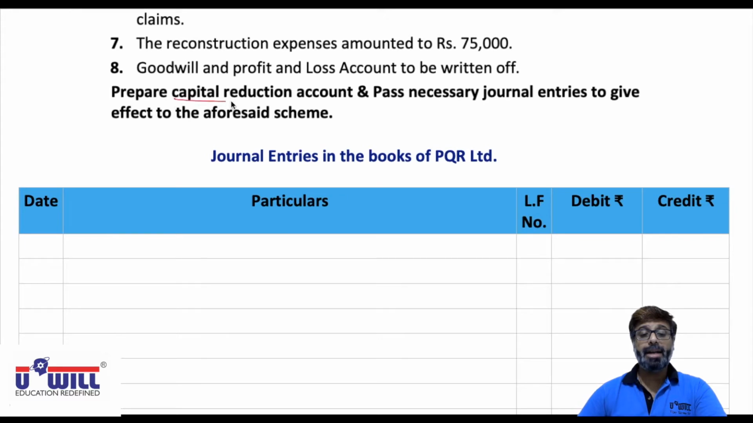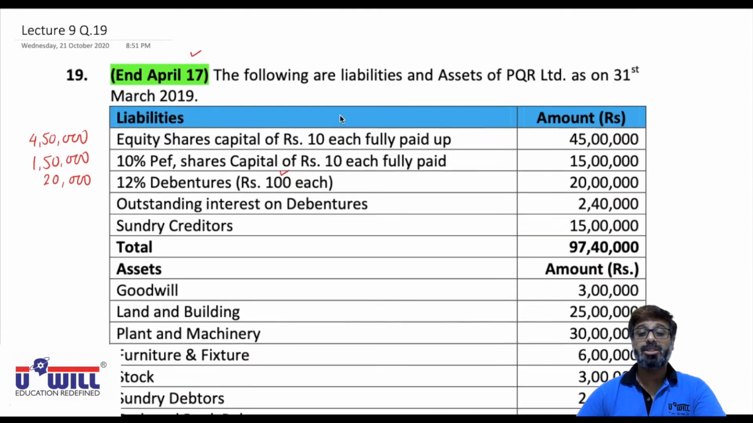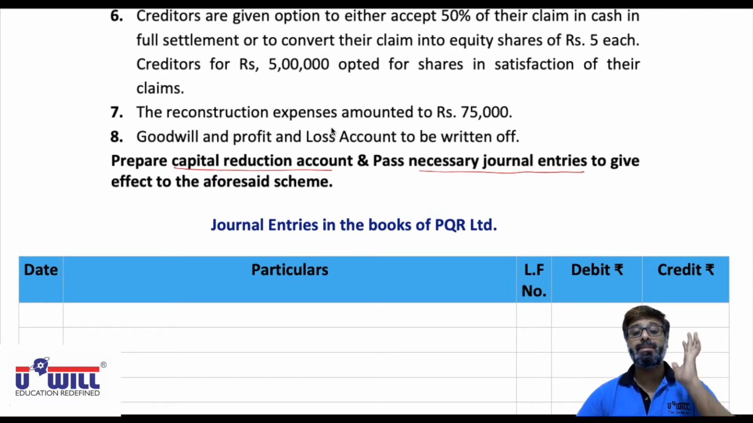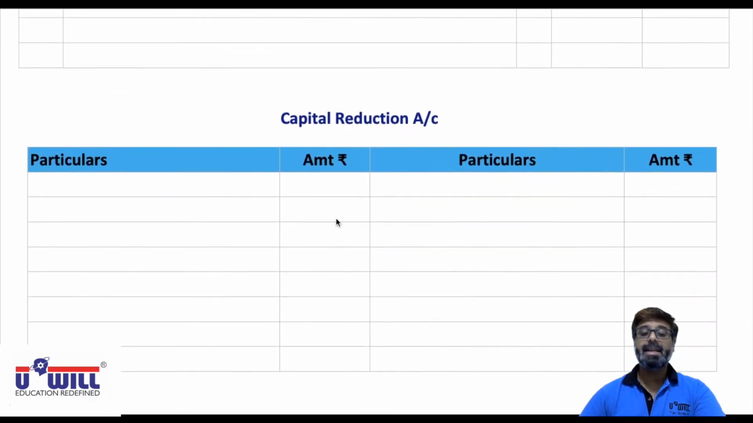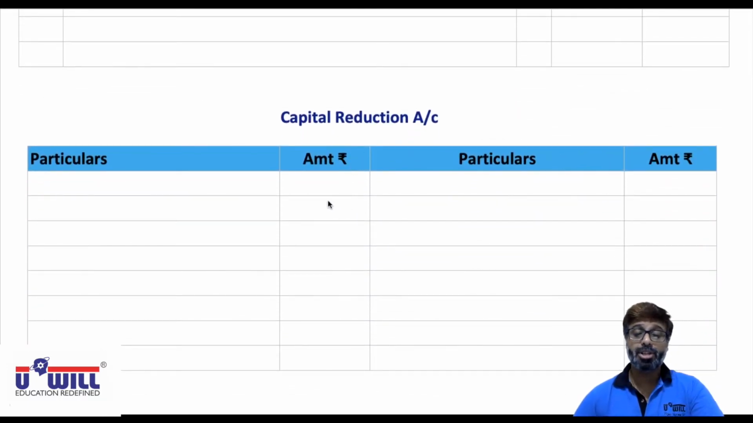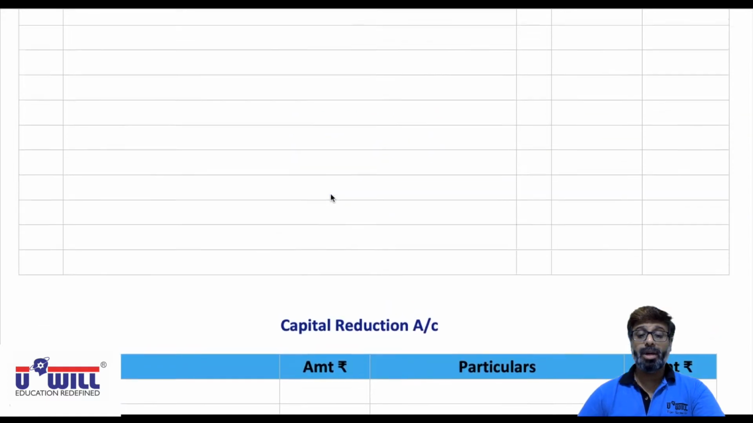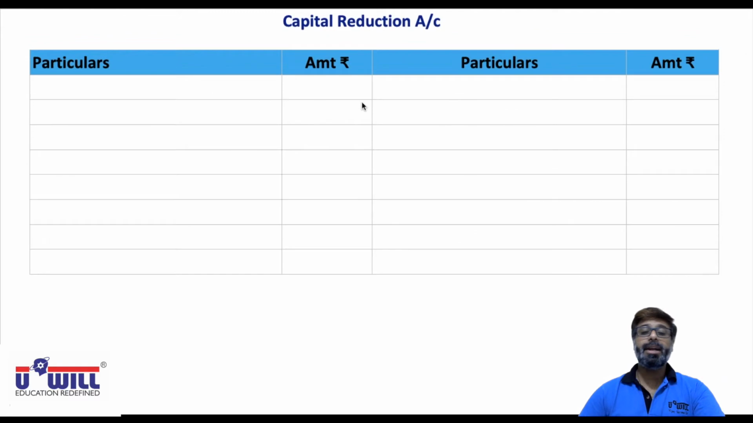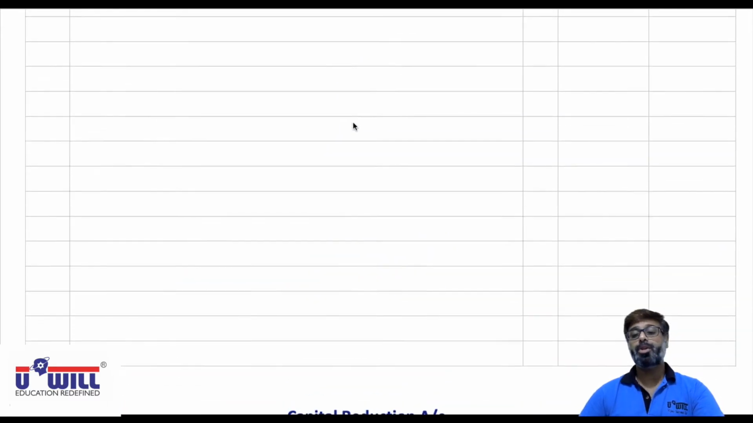Prepare capital reduction account and pass necessary journal entries to give effect to the aforesaid scheme. Balance sheet is not asked. Fantastic. In exams, it is a 15 marks question. Balance sheet is not asked, which makes it very small and simple. All of you make a format of 1.5 pages of journal entries and around 10 lines of capital reduction account. Pause the video and make the formats. 1.5 pages journal entries and 8 to 10 lines capital reduction account. Do it fast, everyone.